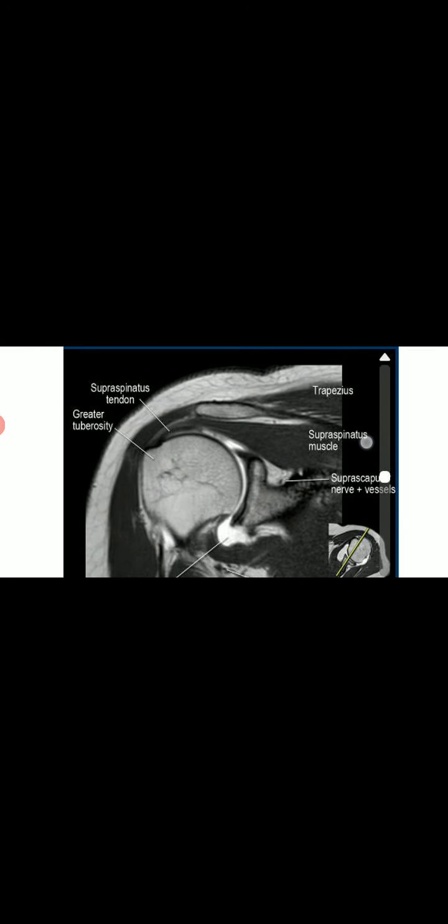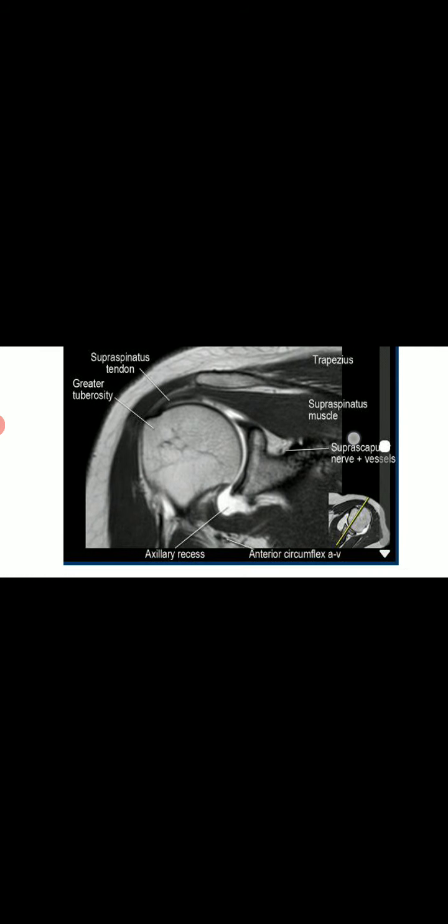This coronal picture is very, very important in recognizing tears of the supraspinatus tendon. This is another important image where we look at the axillary recess, because we know in frozen shoulder or periarthritis of the shoulder, the size of the axillary recess will come down. And here we see the suprascapular nerve and vessels, which we check for any impingement.